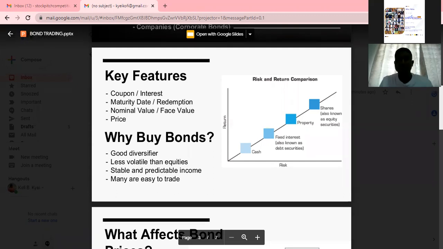And then there is a price. The price is basically just like the price of an equity, but with the bond, there's the price of 100. Let's say 100 cedis. Either you buy it.